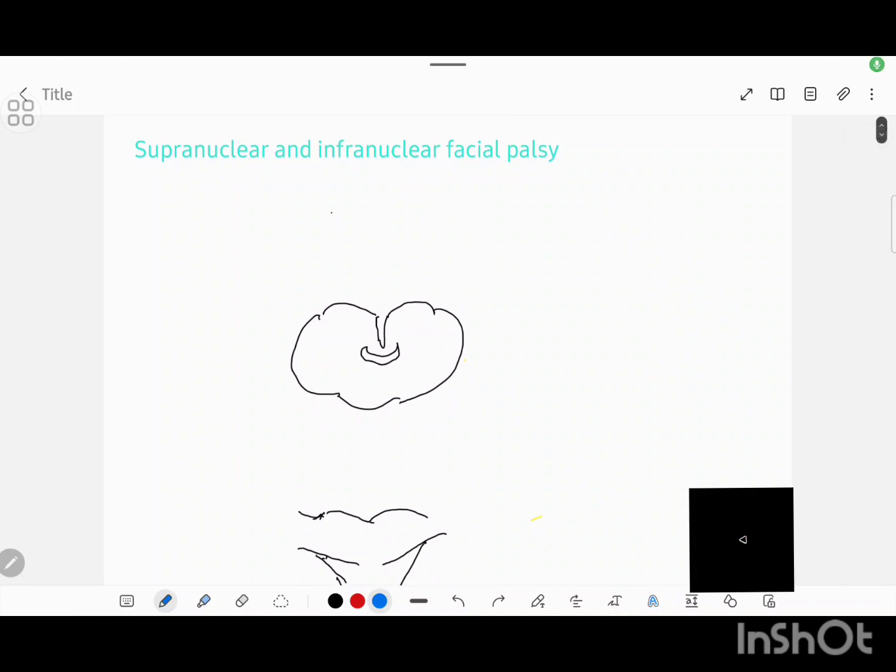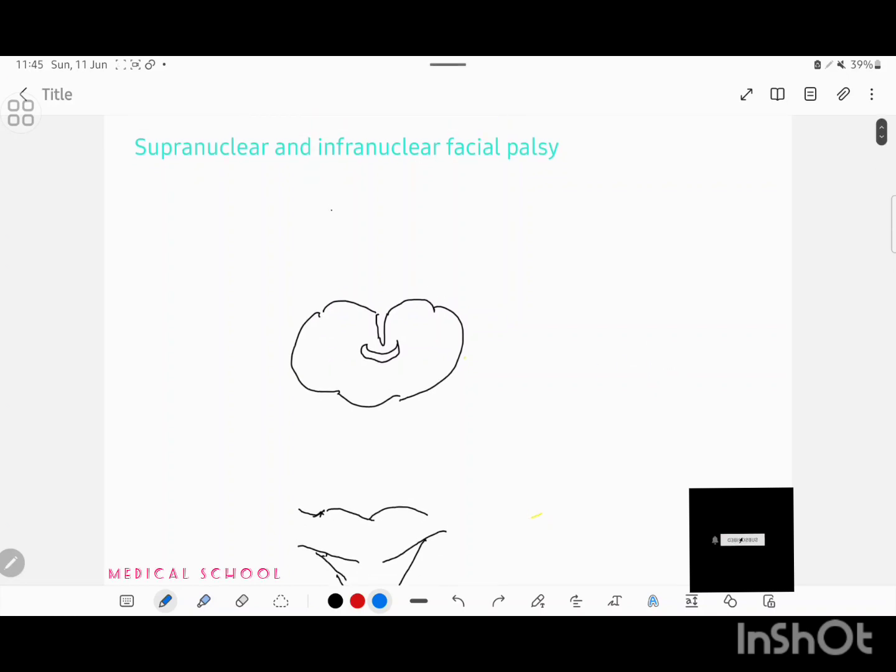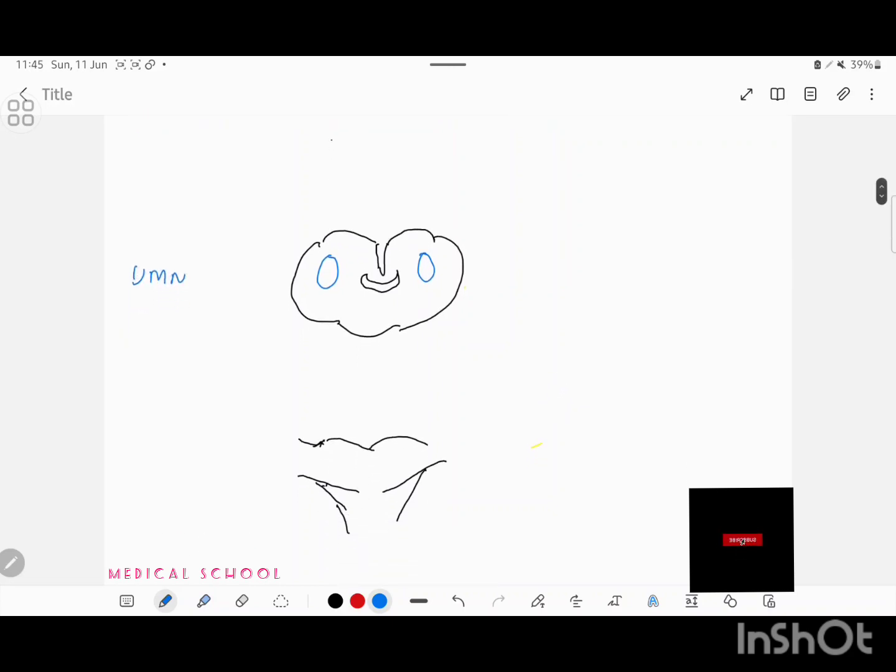Hello everyone, we will learn the supranuclear and infranuclear facial palsy. So let's start. The facial nerve has two nuclei, the upper motor neuron and the lower motor neuron. This is the upper motor neuron and the lower motor neuron which lies in the pons. And the upper motor neuron is the motor cortex.